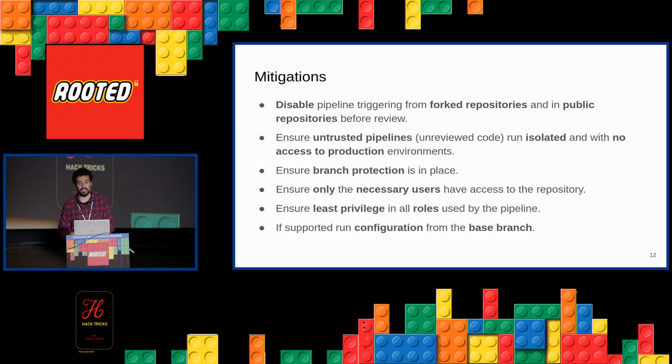And finally, some CI systems support this and others don't. If you can, try to make sure that the configuration is always pulled from the base branch, because that branch hasn't been tampered with if there's branch protection. That would mean that if an attacker was to change the configuration in a pull request, then the base branch, which hasn't been modified, would be the configuration that gets used during the CI/CD pipeline.